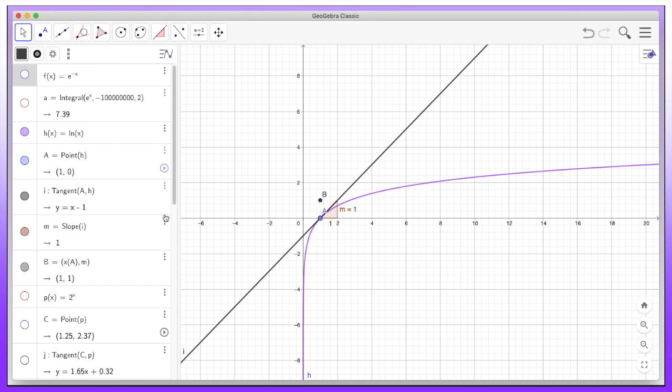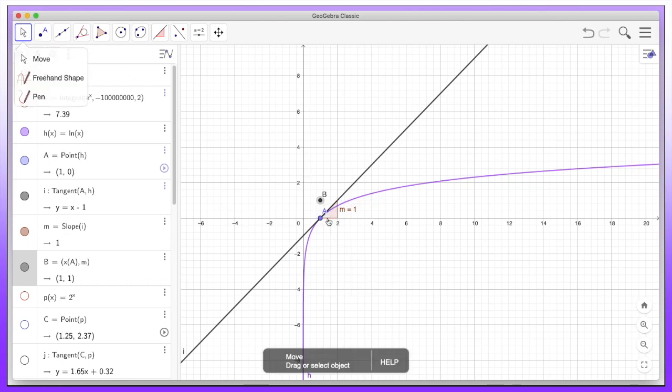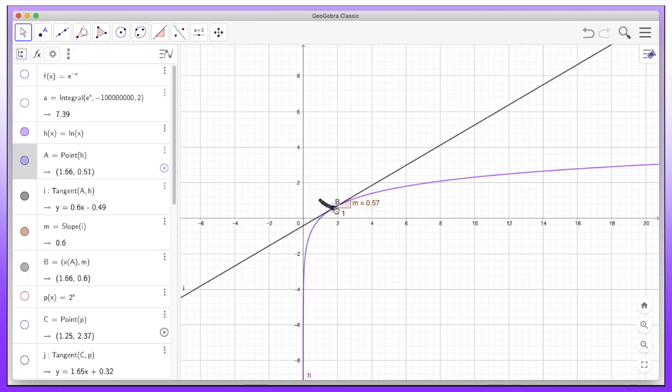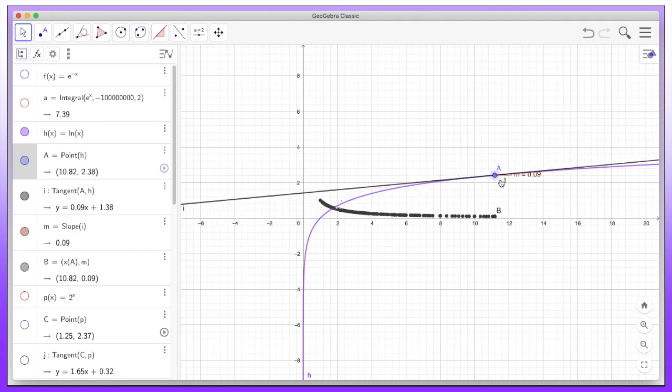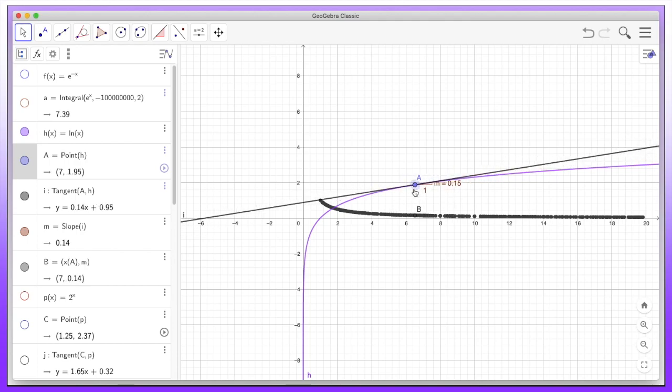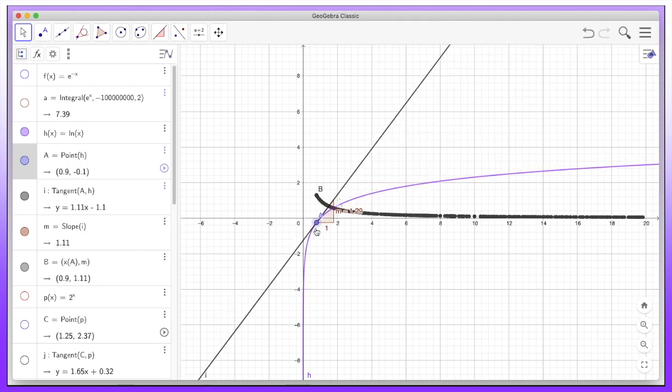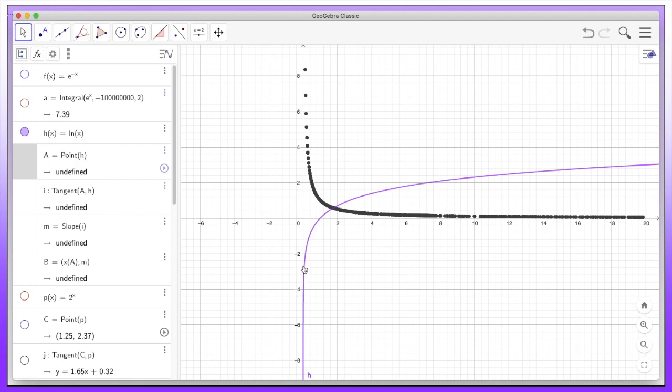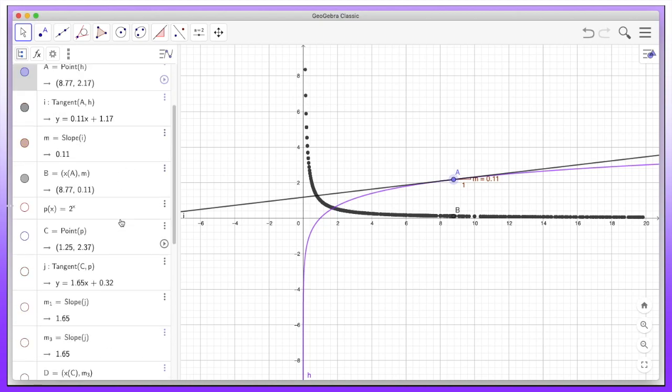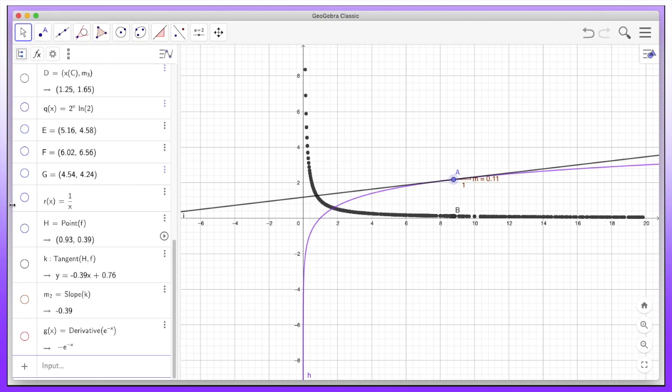If I turn the trace on here, to show trace, okay, and I move this point around, you'll see the graph that I produce. So what I'm doing here is I'm showing the gradient function of this ln x curve. So it might look familiar. The graph that I'm drawing, hopefully you can see, is the graph of 1 over x.